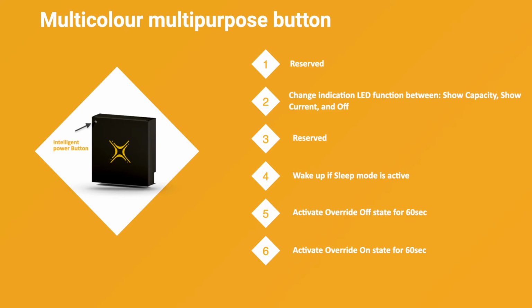As discussed earlier, you can see option 2 will allow you to set the functions between the bottom LEDs being off, showing current or showing capacity. Option 6 will force the battery into on position if it has a low voltage error so that it can charge.